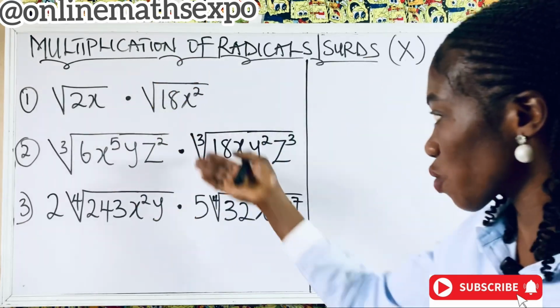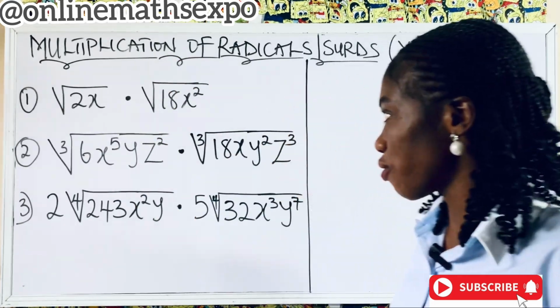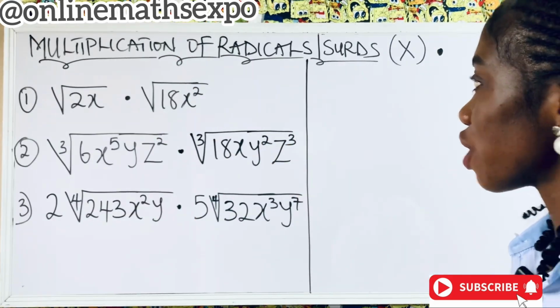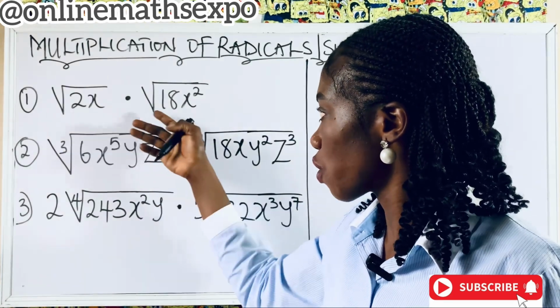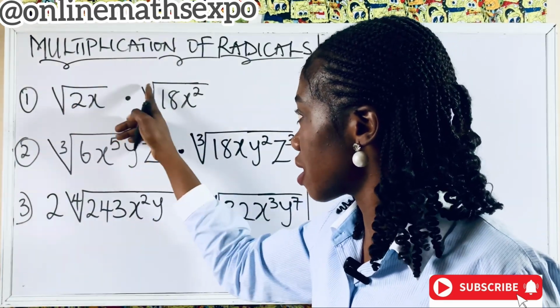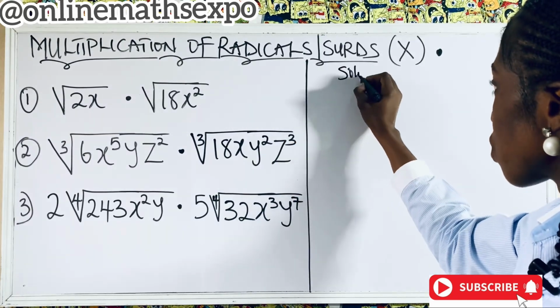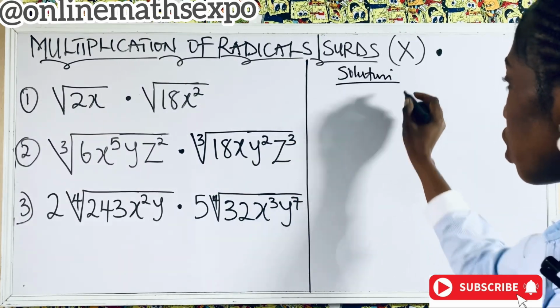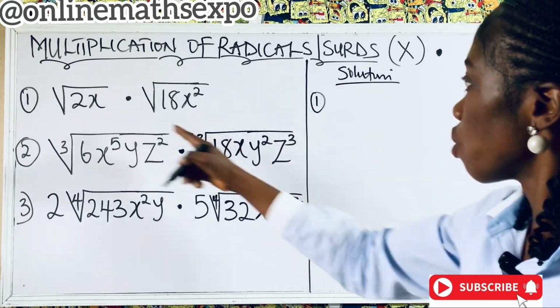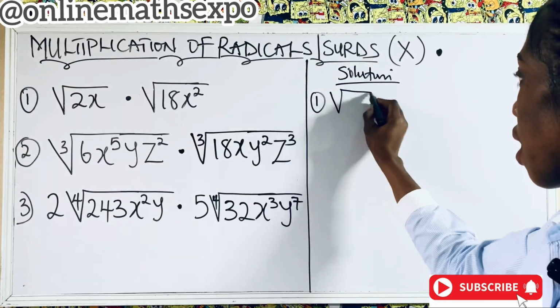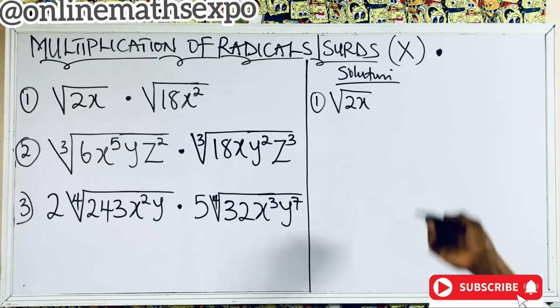Now, to answer this question, we are going to begin from the first one. And in the first question, this is what we have. This is square root, okay? And the indices are the same, so you can multiply. So to answer that question, we're having solution. So this is what we have now. We have square root of 2x or root 2x, whichever one.